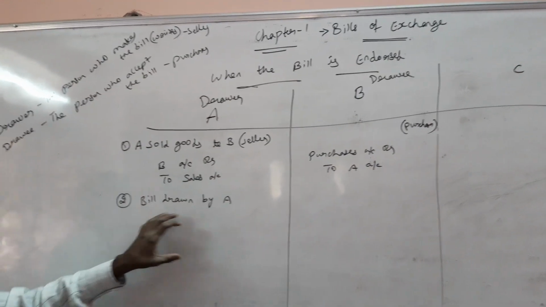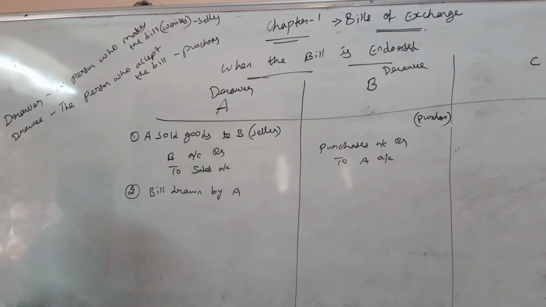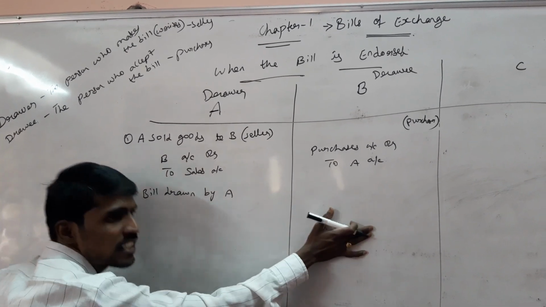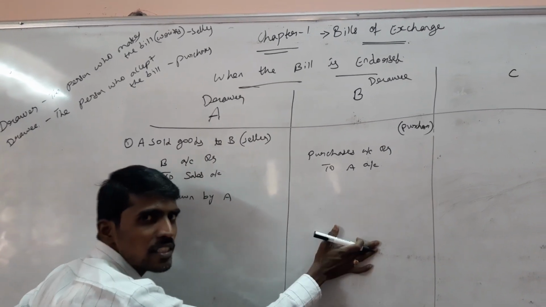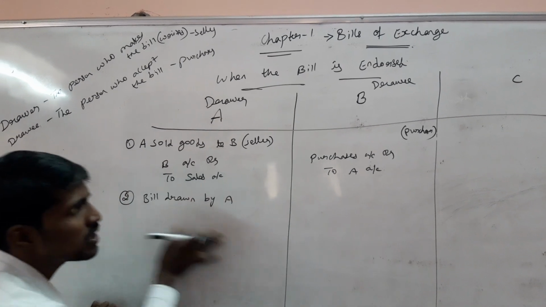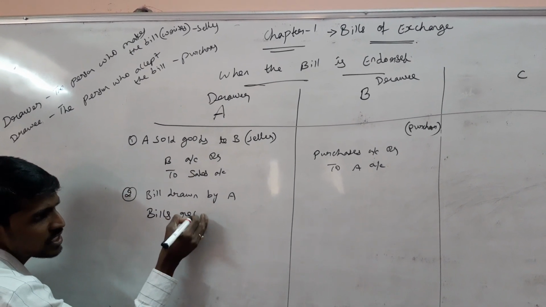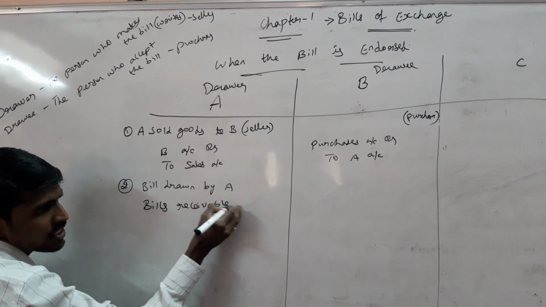Okay, so bill drawn by A. So he will return the bill. What will be the entry? So after writing the bill, definitely he will send. He will make that legal document and he will sign and he will get back to the A. That is, he is getting the bill again. That is, bills receivable. He is receiving the bill.